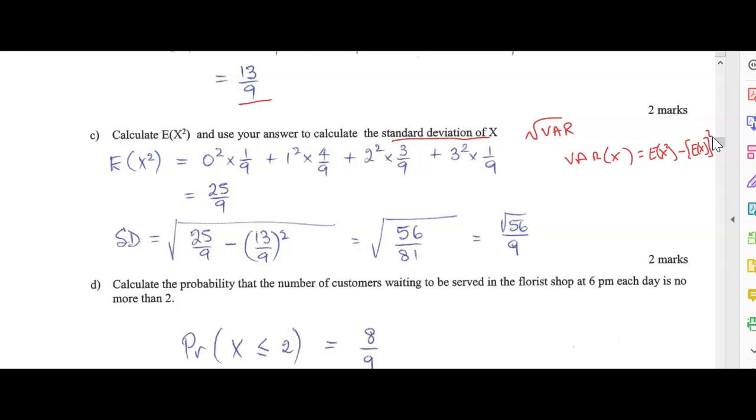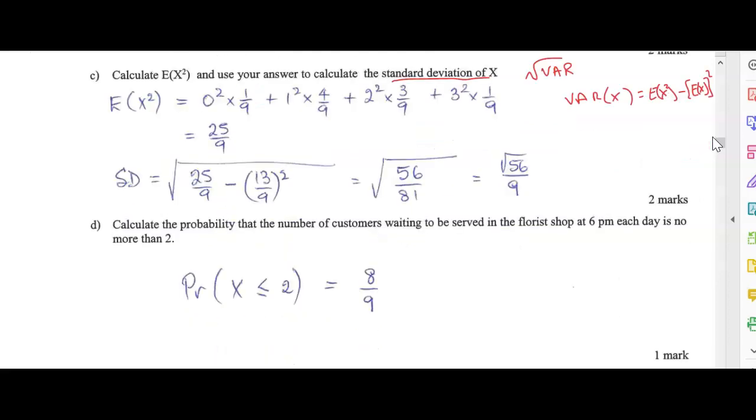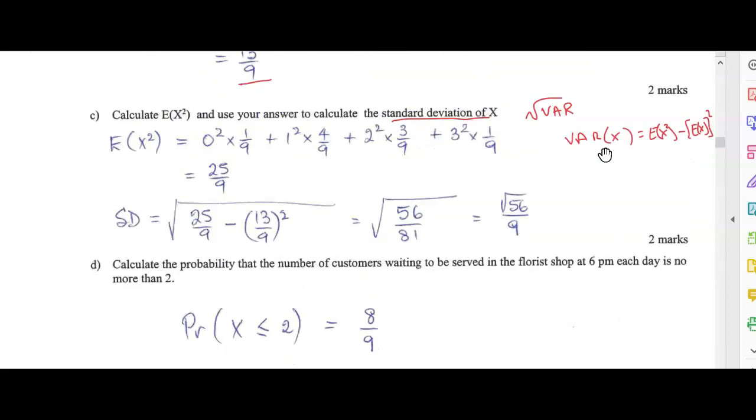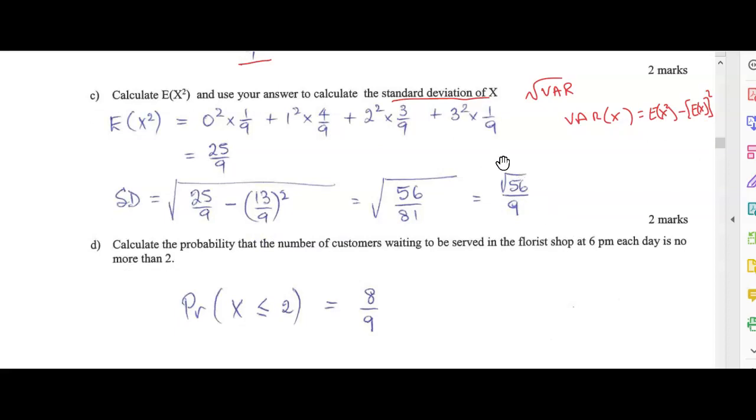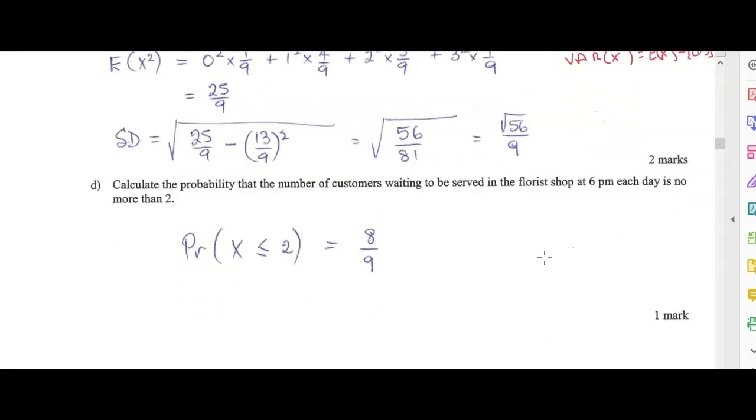Just wondering whether the square root of 56 can be simplified. Yeah, it can. So that could actually be simplified further. But the important thing to note is leave it as an exact value, okay, even if you just leave it as an unsimplified third.